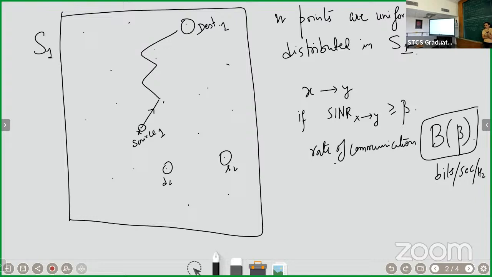Suppose I'm only transmitting to my nearest neighbor. How many such transmissions can I have at the same time? Unit square. Yes. The distance would be 1 by square root n. Okay.